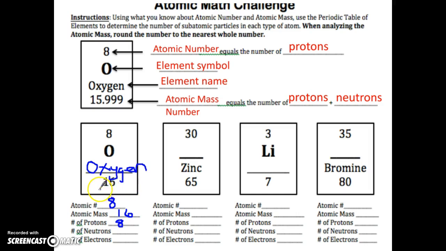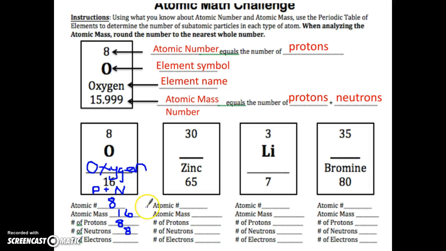Here's where things get a little trickier, but once you get this, it's going to be really easy. Now I need to figure out the number of neutrons. If I know that the atomic mass is the number of protons plus neutrons, and I already know that there's 8 protons, then 8 plus what would be 16? Well, 8 plus 8 is 16. So I know that there are 8 protons because of the atomic number, and there's also 8 neutrons.